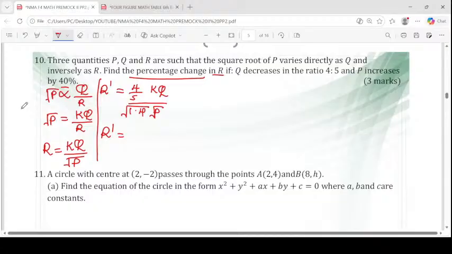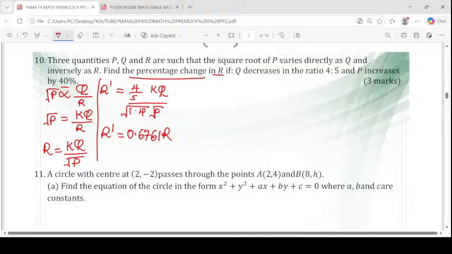I'm trying to see how we are going to make progress with this particular question here. This becomes 0.6761 of R.